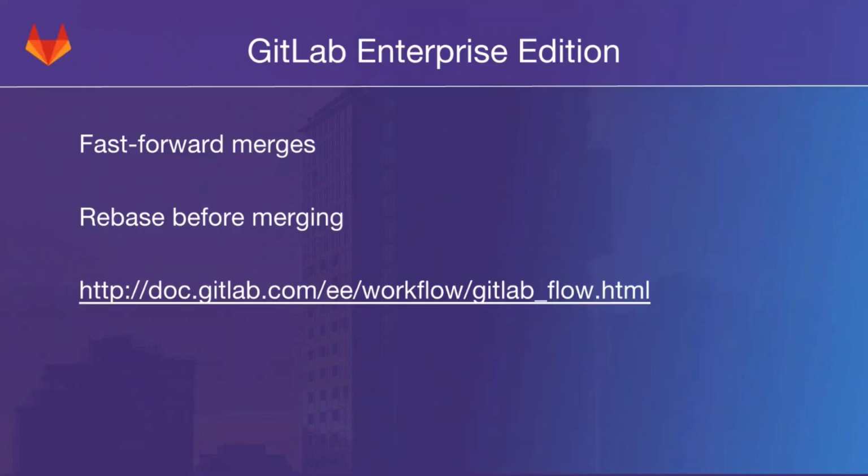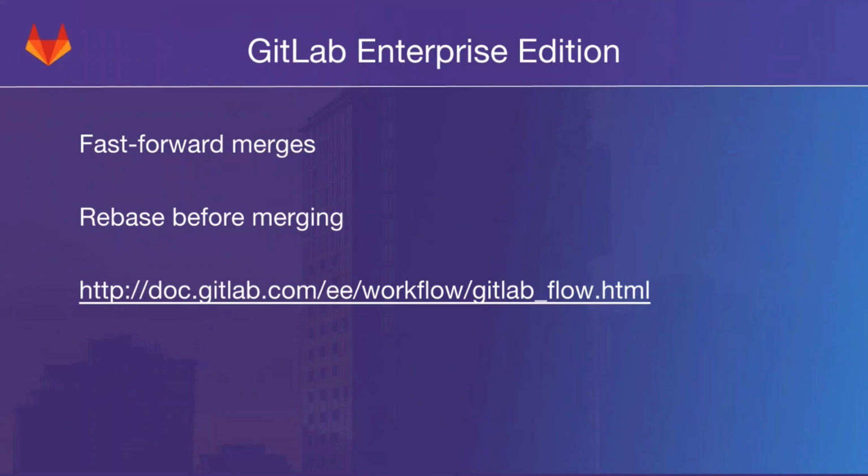So I wanted to highlight 2 more features that are specific to Enterprise Edition. If you want your merges to be fast forward, that means that you don't have a merge commit, rather your commits just appear on the top of the head of the branch that you're merging into. You can do that in GitLab Enterprise Edition. It's an option. You just allow for fast forward merges. And in the same way, we have an option in EE that allows you to rebase before merging. So if it's possible to rebase your commits to be on top of the branch that you're merging into, you can do that in GitLab Enterprise Edition.